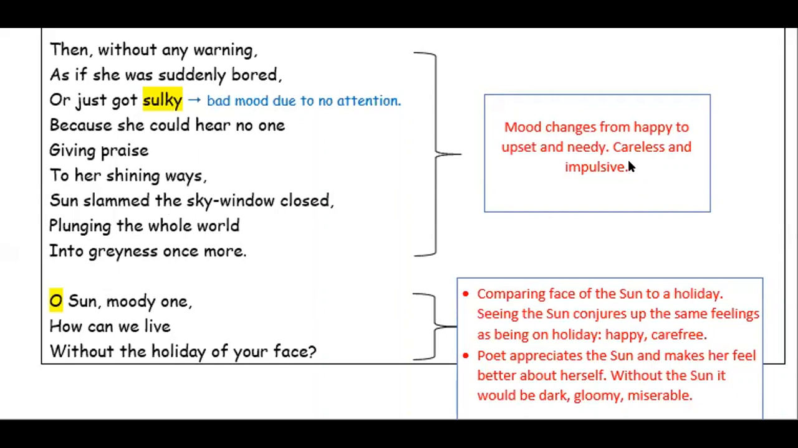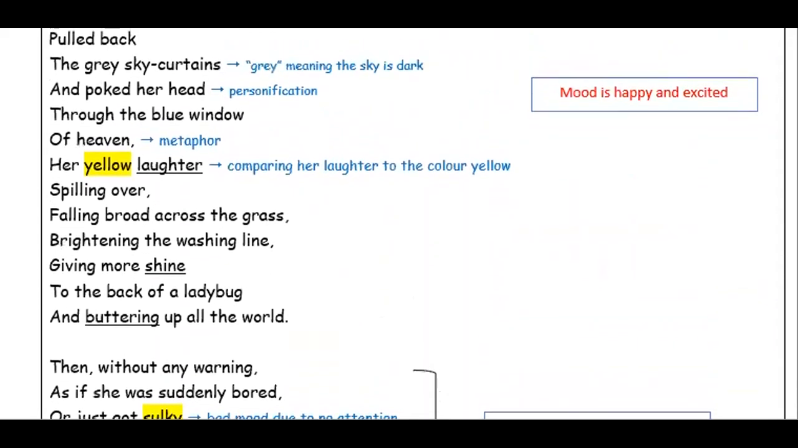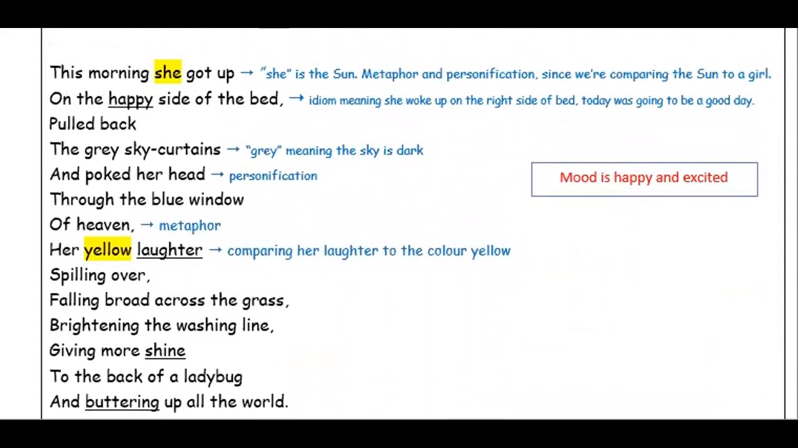We could also say that the sun is being careless and impulsive. What does it mean to be impulsive? To be impulsive means to make a decision without caring about the consequences that will occur in someone else's life. I'm just moving up to stanza 1 quickly to address something. If we look at the mood of this stanza, we have to look for the keywords that indicate mood, right? So let's look for emotions. Happy, yellow, laughter, shine, and buttering. All of these words tell us that the mood is excited and happy.